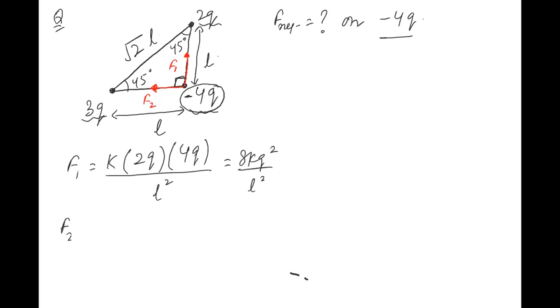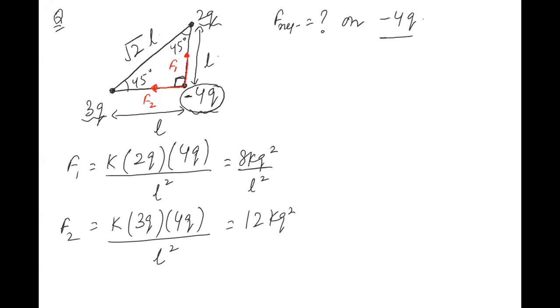Similarly, what is the value of F2? F2 will be equal to K multiplied by 3Q multiplied by 4Q again divided by L square. 3 into 4 is 12 into KQ squared divided by L squared. Is it clear to everyone? Please tell me yes or no. Yes, sir. Okay. Now we have these two forces. One is acting in this direction, the another one is in this direction, and the angle between them is 90 degree, right?